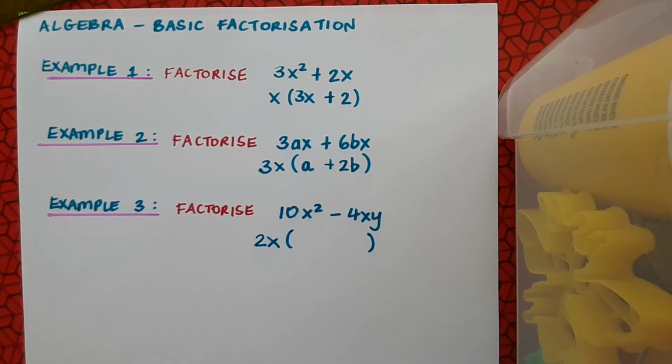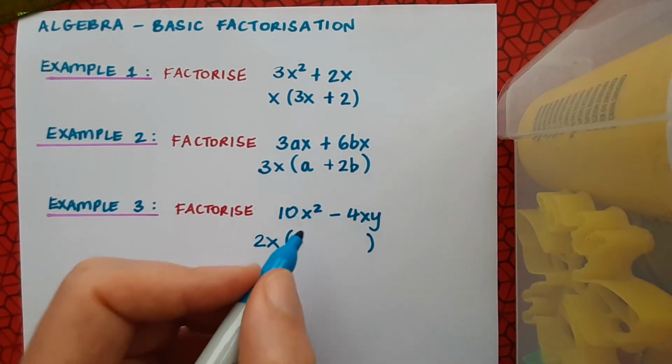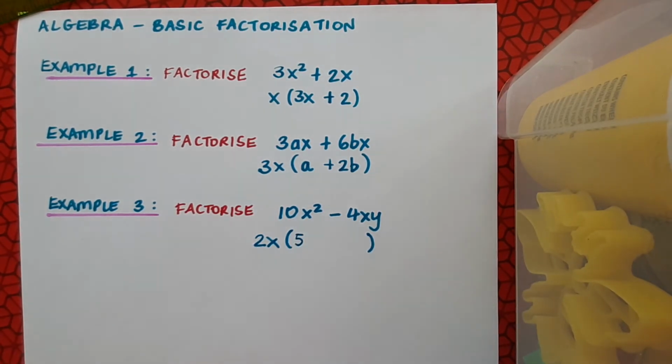Now I want to fill the correct terms into the bracket, so let's think, what should I multiply by 2x to get 10x squared? Well, 2 by 5 to get the 10, and x by x to get the x squared, so 5x will go in the bracket.